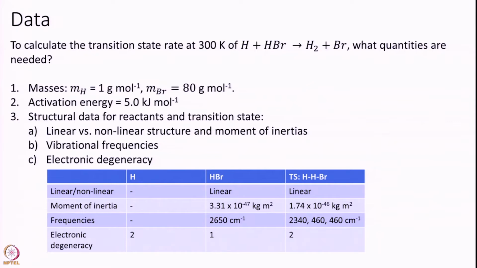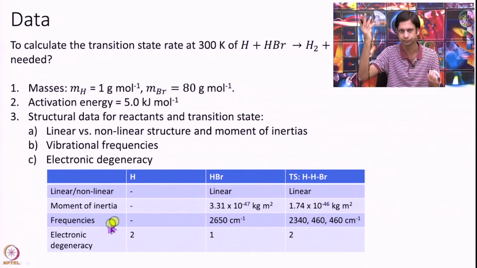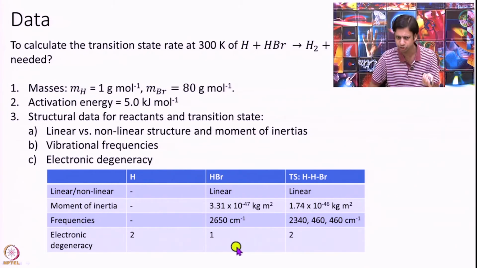So, we have HBr, which is by definition linear, and we have assumed the transition state to be linear. I have provided you one moment of inertia, because they are both linear. I have provided you one frequency of HBr and 3 frequencies for H+HBr, the transition state. H of course has an electronic degeneracy of 2, because H can be in the positive spin direction or negative spin direction, alpha or beta. HBr has a degeneracy of 1, and the transition state, which is actually a radical, has an electronic degeneracy of 2. Okay.